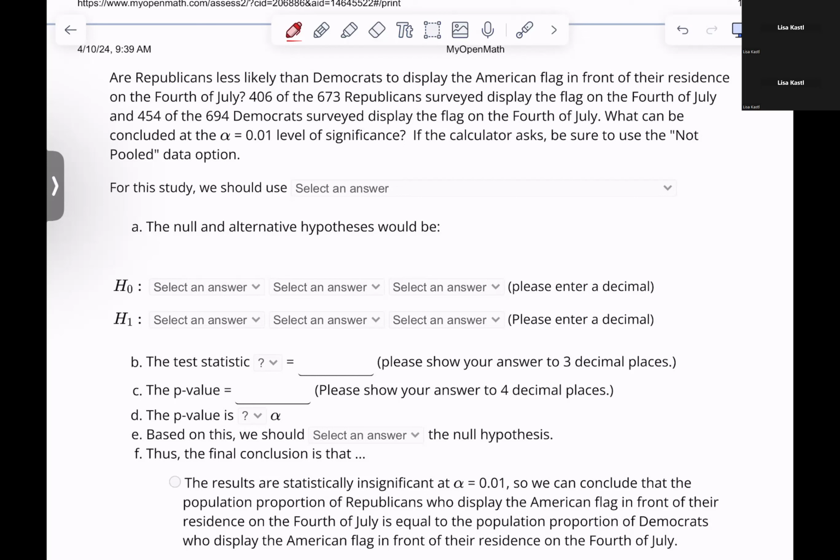So this is a z test for the difference of 2 proportions, correct? It's binomial, but you've got 2 proportions. So this is a z test for the difference of 2 population proportions, and I'm not going to write all this out.